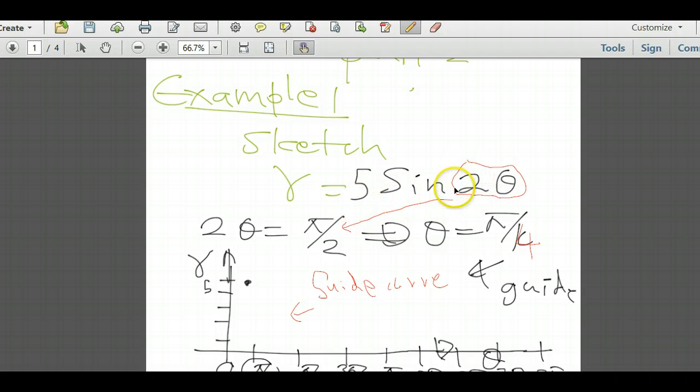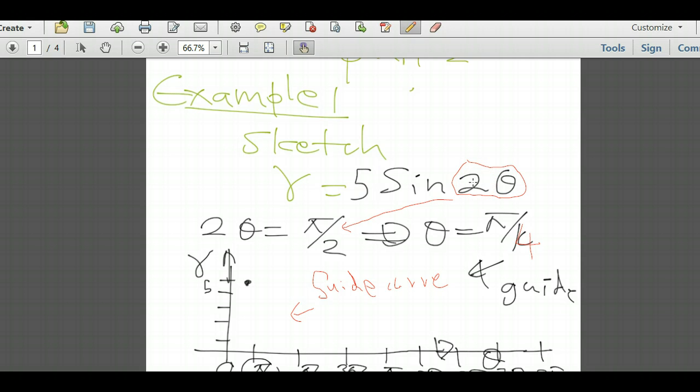Now if it was 5 sine theta, we could have graphed it. Why? Because then we could have multiplied both sides by r like I showed in the previous video, and then this would have been r sine theta, which would be y, and the left hand side would be x squared plus y squared, and we have a circle. But we have 2 theta here, so we can do the trick again.